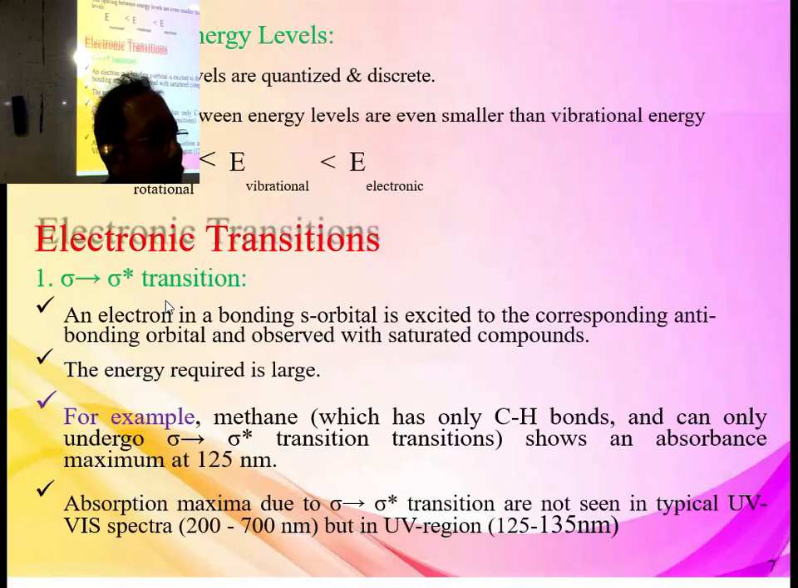So different energy levels. In each and every electronic energy level, there are so many vibrational levels associated, because so many vibrations are possible for a molecule. Every electronic transition is associated with so many vibrational levels. Each and every vibrational level is associated with so many rotational levels. Rotational energy is very small. That is the microwave range, falling in the microwave category.